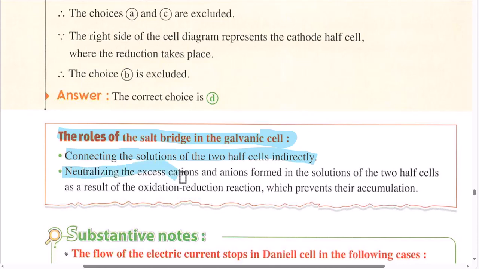it neutralizes the excess cations and anions formed in the two solutions because of the oxidation reduction reaction. So it connects the cathode half cell solution and the anode half cell solution indirectly, and also neutralizes the excess ions in the anode half cell and the excess ions in the cathode half cell. Okay, this is the first thing.